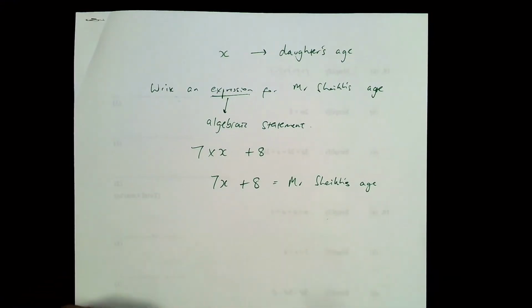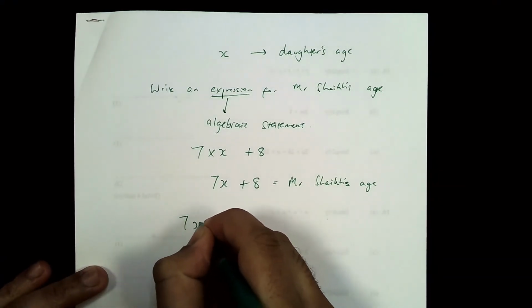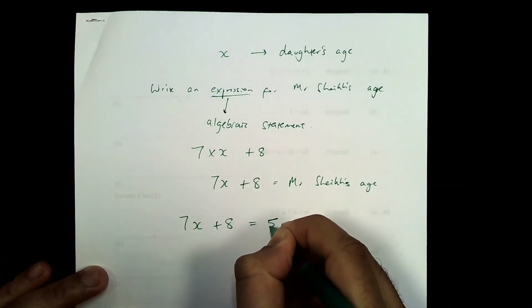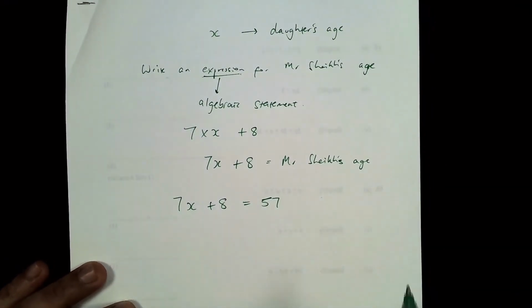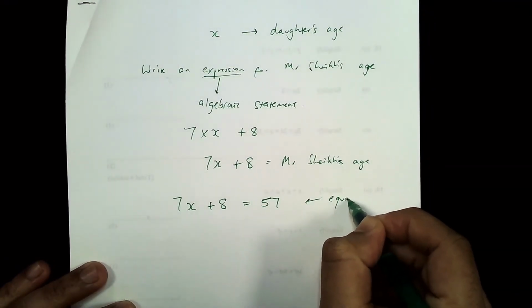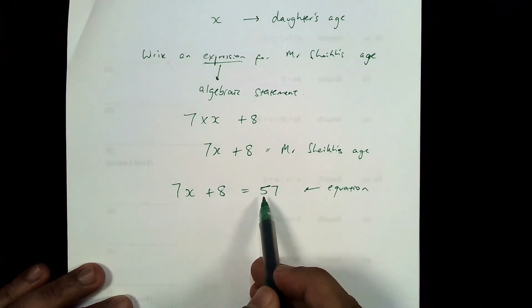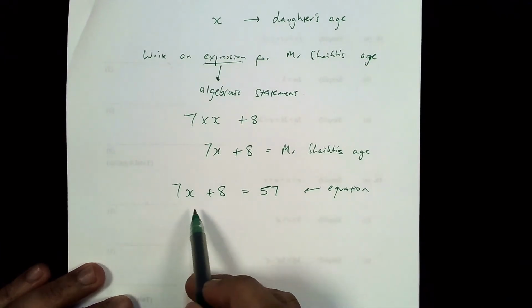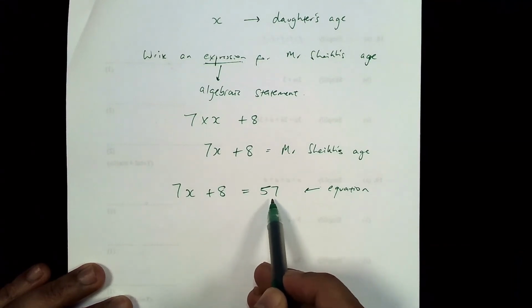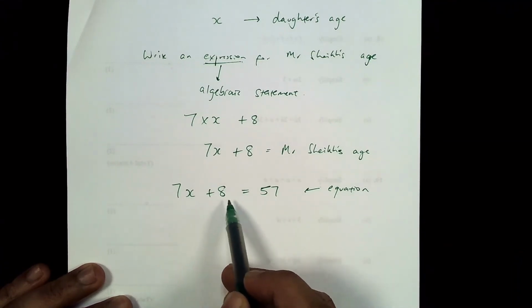Now, I could make this slightly more interesting by saying, I don't know, for example, if I said that I was, I don't know, 50, how old do I want to be? 57. So let's say I was 57 years old. Then I know that 7x plus 8 equals 57. And this is called an equation. Okay, this is called an equation. An equation is an expression that has an equal sign on it, an equals with a number. So in this case, 7x plus 8, I know Mr. Sheikh's 57 years old, so 7x plus 8 must equal 57.